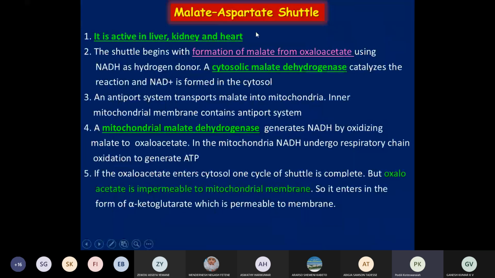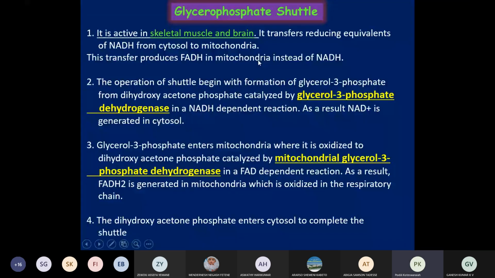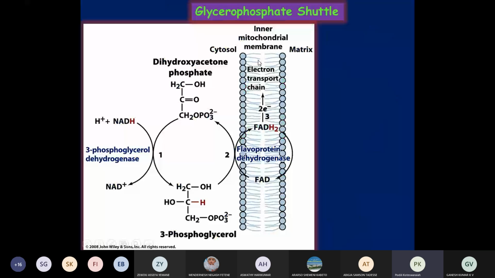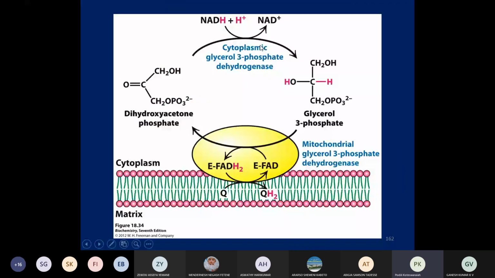The glycerol phosphate shuttle is carried out by two enzymes. One is cytosolic glycerol 3-phosphate dehydrogenase. The second one is mitochondrial glycerol 3-phosphate dehydrogenase. In the cytosol, you can see here that when dihydroxyacetone phosphate is converted into glycerol 3-phosphate, the NADH that is synthesized in the cytosol is oxidized to NAD+.